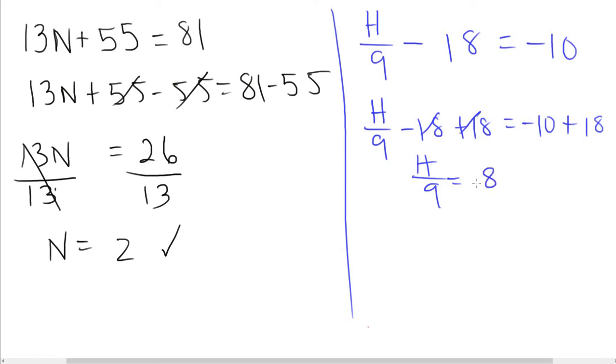We want to get h by itself. We know 72 divided by 9 is 8, so we need to show it. We're going to go 9 times h over 9 equals 9 times 8. Cancel, cancel. H equals 72 as predicted. We could back check that, and I'll leave it to you to do that.